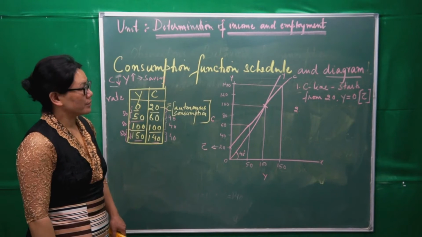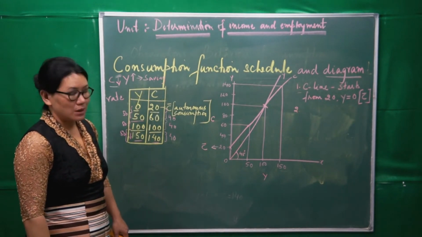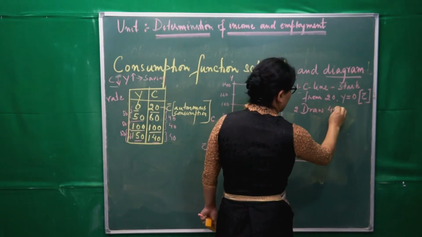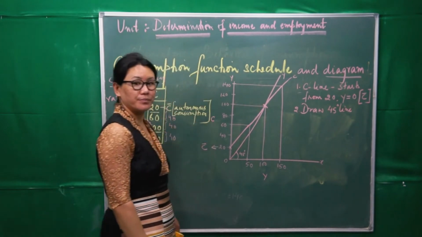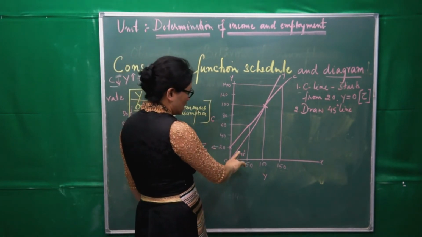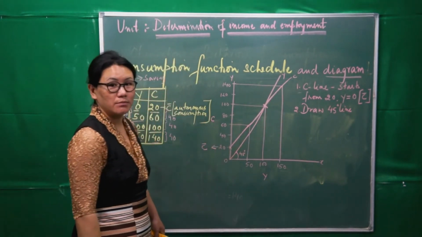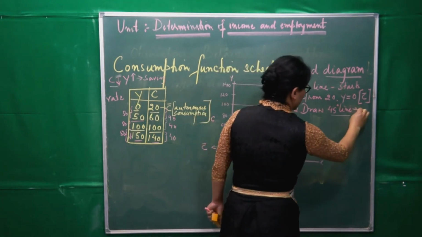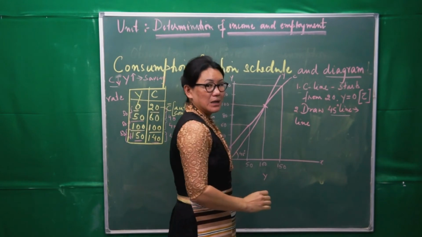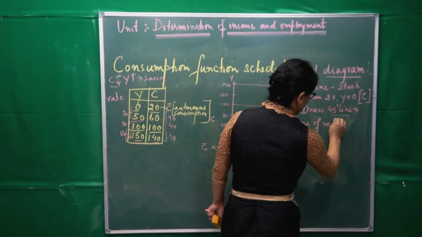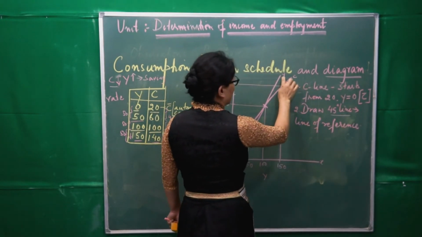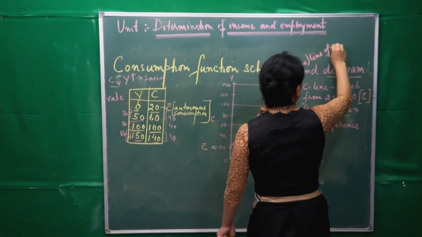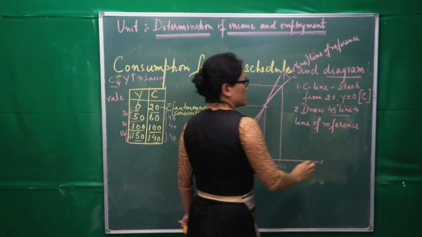Second one is, in my previous video, I talked about the importance and significance of the 45-degree line. Right? Now see here, a 45-degree line is drawn. I said this 45-degree line is a line of reference. So this Y is what? 45-degree line. This is the line of reference. It shows what? I said it shows the equality between.